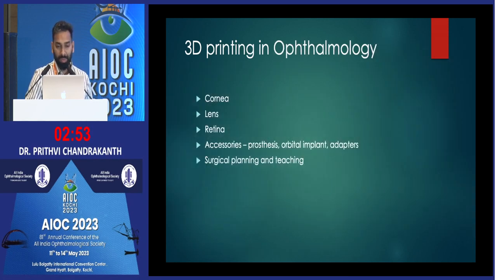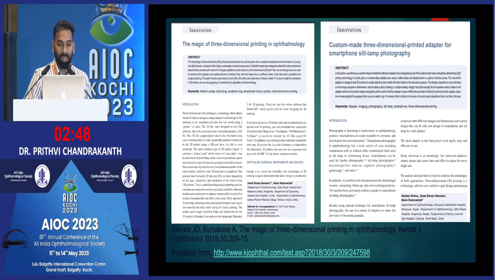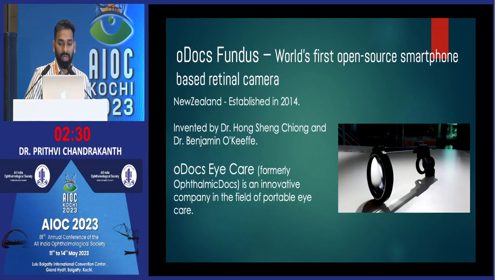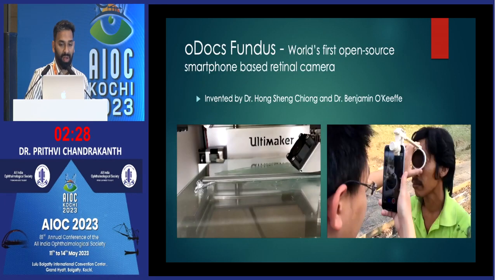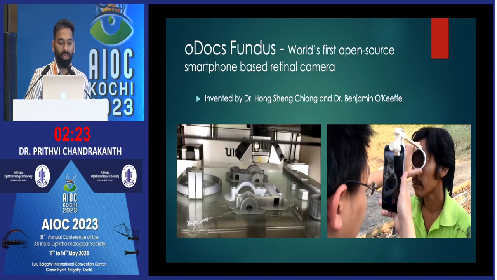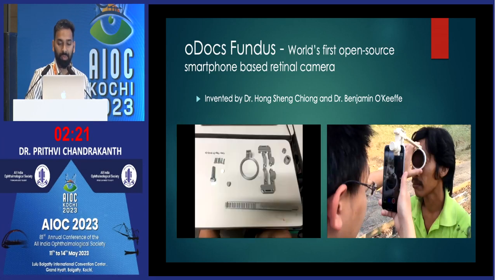So going directly to 3D printing in ophthalmology, these are all the places where we are able to 3D print structures, and we have an article by Dr. John in KGO. Where all have we used this? We have used this to make smartphone adapters, and Dr. Ahmed Ataya, who is also a good friend of Dr. John's, has actually made this. There are fundus photography devices which can be 3D printed easily, and it would only cost you around 200 to 300 bucks to make this in the 3D printing laboratory.